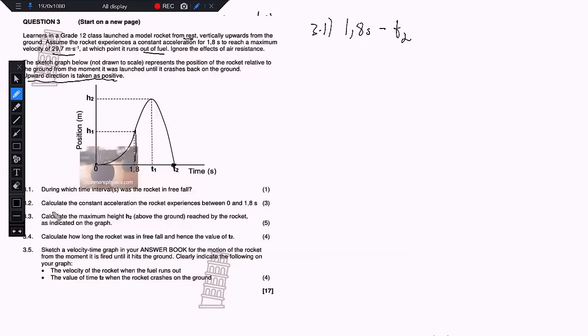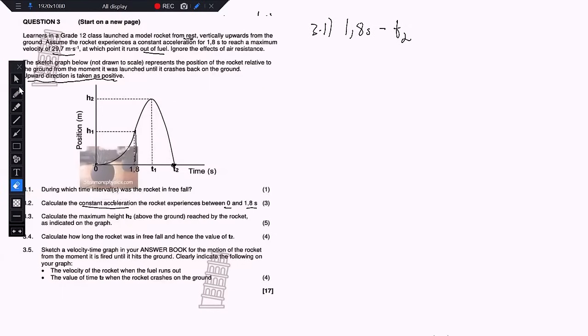fall. Then 3.2, calculate the constant acceleration the rocket experiences between 0 and 1.8 seconds. Now it is not 9.8 meters per second squared, because at that point it is not only the force of gravity that was acting on the rocket. Remember, there was something propelling the rocket upward with that constant acceleration. So we want to find what that constant acceleration was before it started moving in free fall, right? So it is not 9.8.